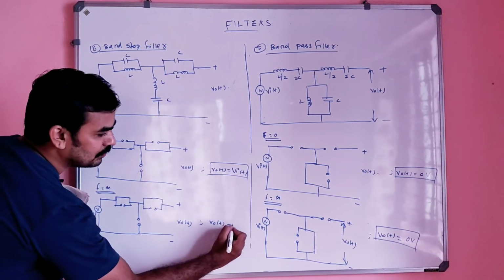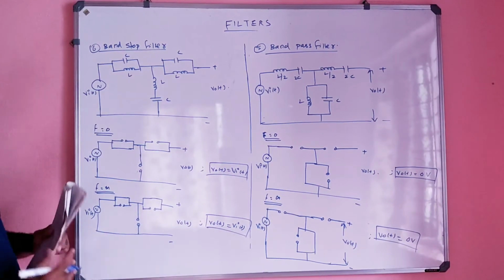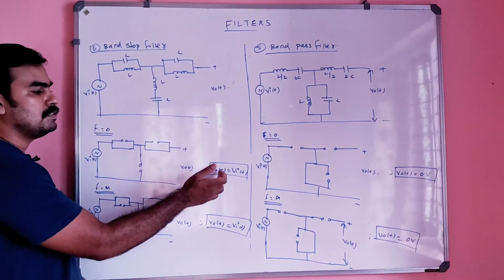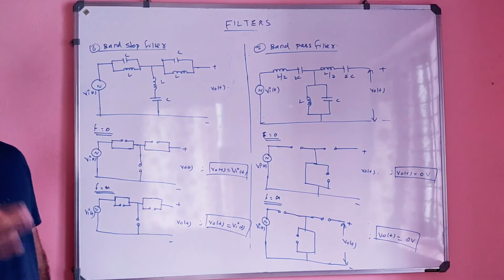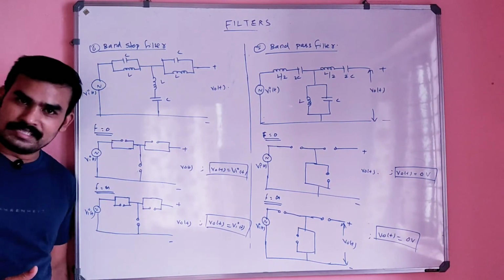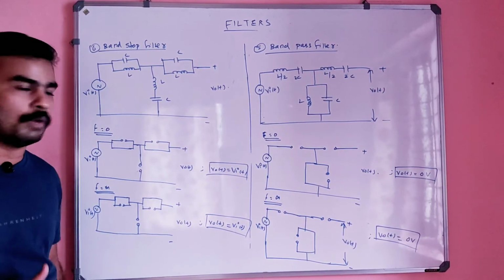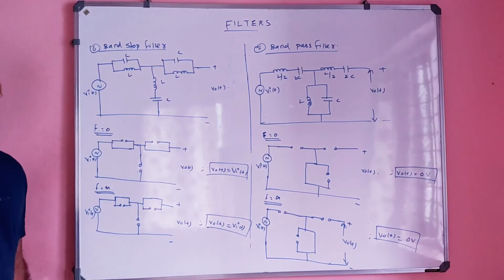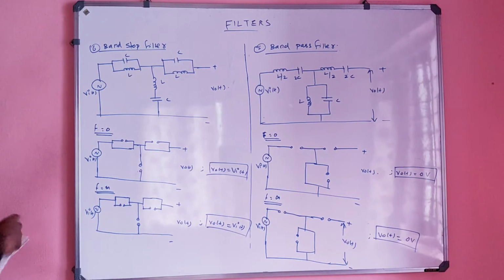V0 of t is nothing but that means for low frequency it allowed the signal, for high frequency it allowed the signal. So it will definitely stop some range of frequency, which is nothing but the mid band frequency. That is why the name band stop filter. Is it clear? Band pass and band stop filter.